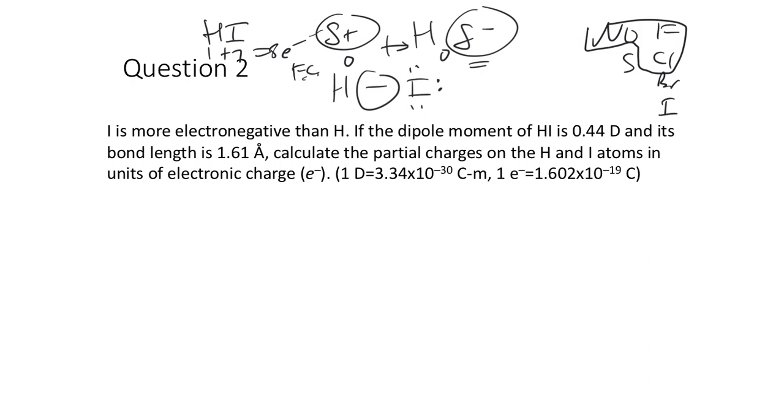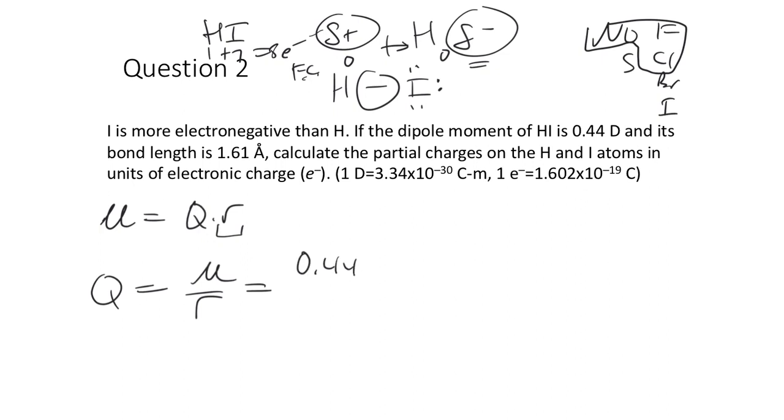Now how much? We can calculate it for diatomic molecules using the dipole moment and the bond length and a couple of conversion factors. And so we can calculate the charge Q. Our dipole moment mu is equal to Q times R. R is the bond length, the distance that the charge is being separated. So I can calculate Q by taking mu over R. And then I just have to account for units here.